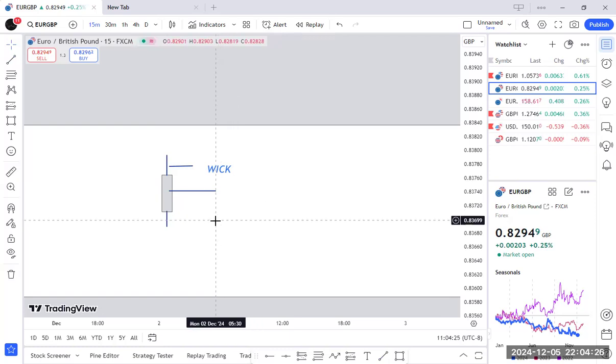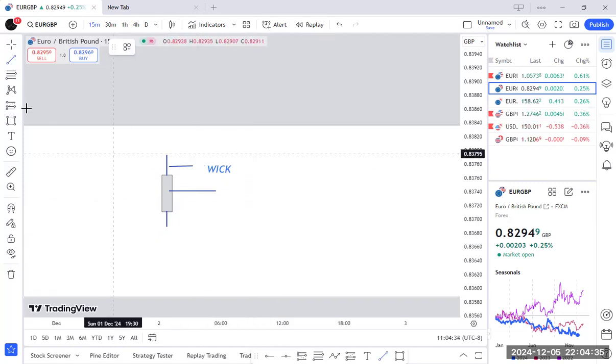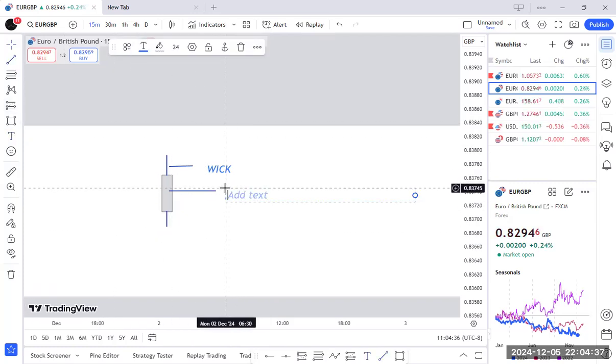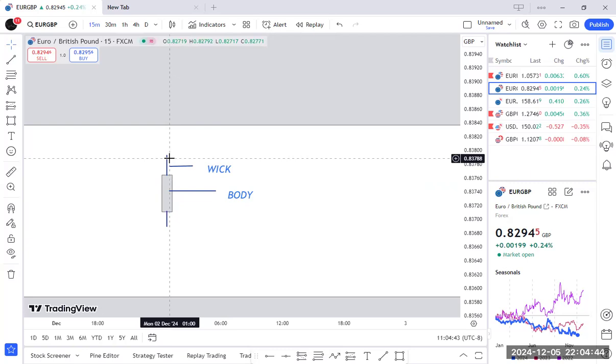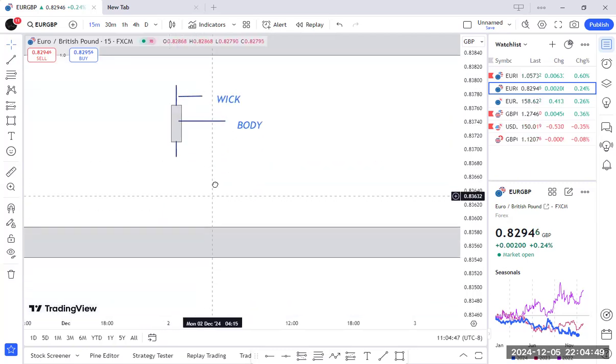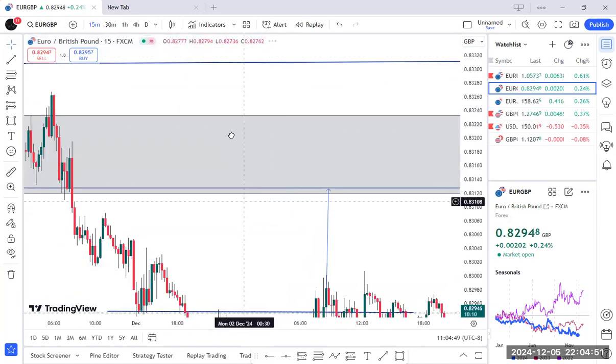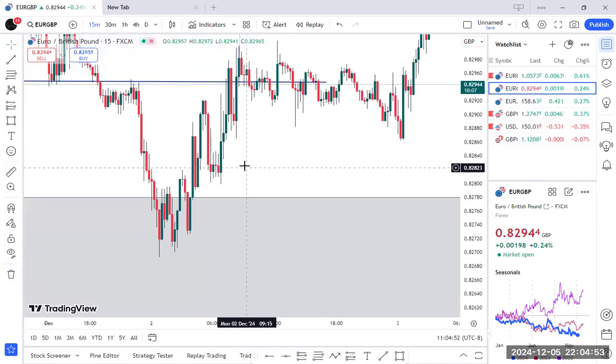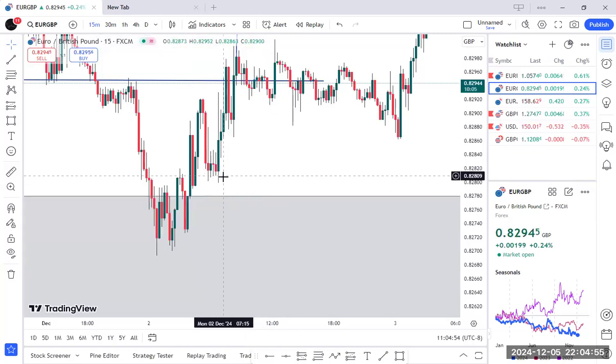We have two types of candlesticks. We have the red and the green candlesticks. I'm going to be showing you examples with the charts as well. This is called the body of a candlestick. Markets always give a wick before the body. Let me take you to the chart here. So how do you identify this? This is the wick of a candlestick.